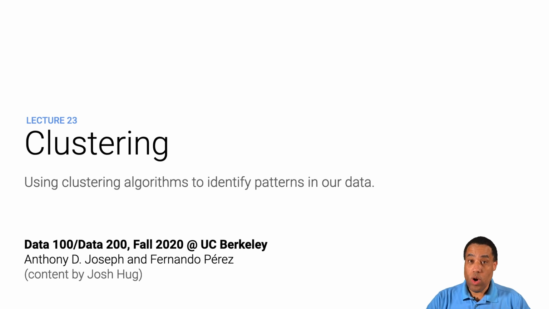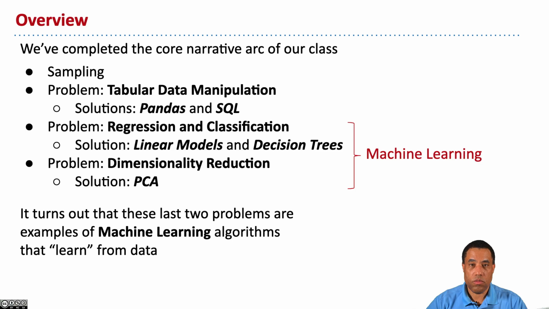This is lecture 23 of Data Science 100 and Data Science 200. And the topic is clustering. So we're going to look at how we can use clustering algorithms to identify patterns in our data. So we're now at the end of the semester almost, and we've completed the core narrative arc of our class.